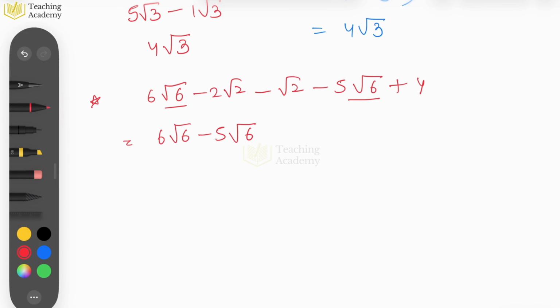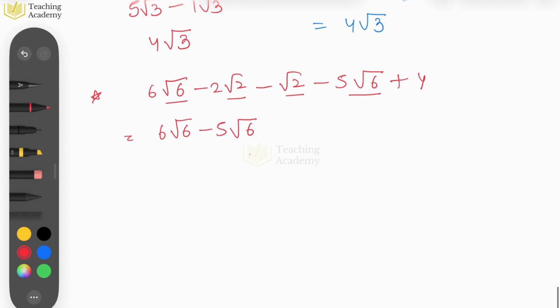Now take the next one. This is root 2 and root 2, so I am writing negative root 2 and negative 1 root 2. And the leftover number is 4, which could be written as it is. I cannot change it. It has no radical in it, so we are going to write it as it is.